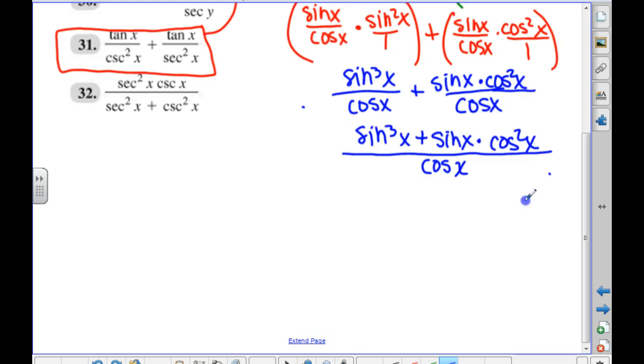Yes. Shayla said take a sine out on the top. Beautiful. Because if we take a sine out of this piece right here, what will be left? Sine squared. And if we take a sine out of this piece, what will be left? Oh, 1. A cosine squared. So we're going to take out a sine. That will leave a sine squared plus, we took it out of this and out of this, so that will leave a cosine squared.